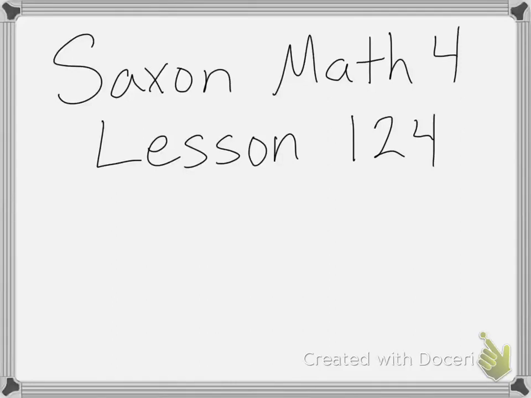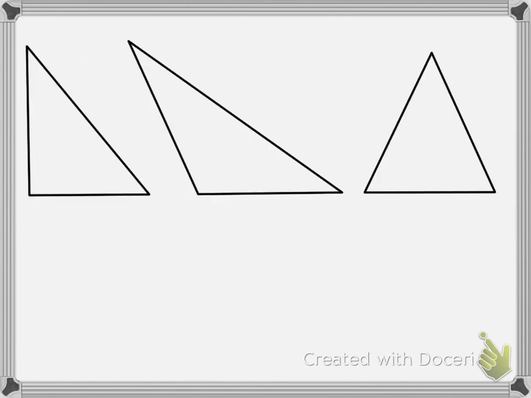Today's lesson is lesson 124, identifying right, obtuse, and acute triangles, and measuring the angles of a triangle. So here I have 3 different triangles, and they all have a special name. What kind of angles do you see in each of these triangles to start with?